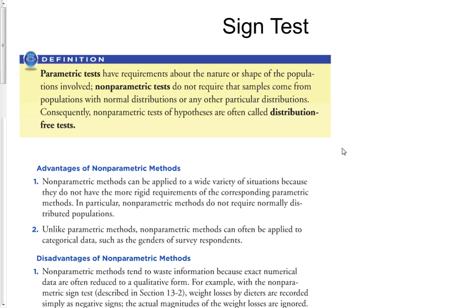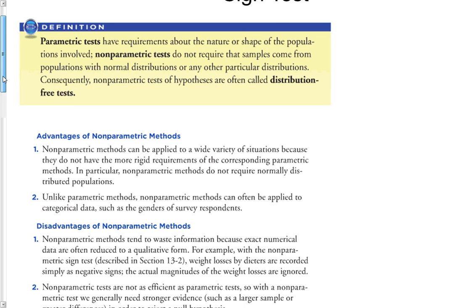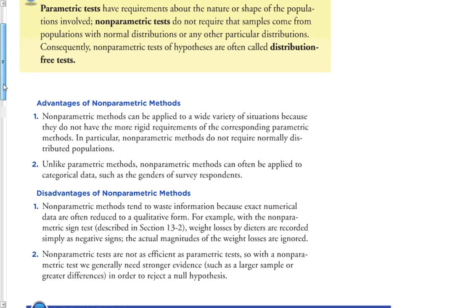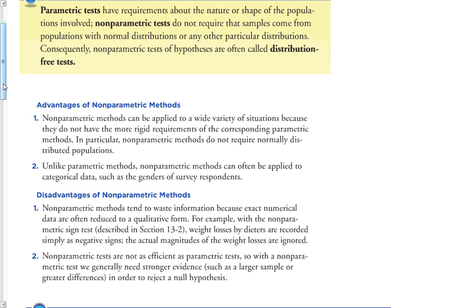And you can apply these to categorical data such as gender or hair color. And some of the disadvantages of non-parametric tests are you lose data a lot, and they're not as sensitive or efficient as their parametric counterparts. So generally, you need stronger evidence in a non-parametric test to get anything that's statistically significant.